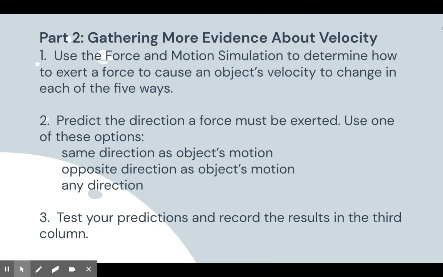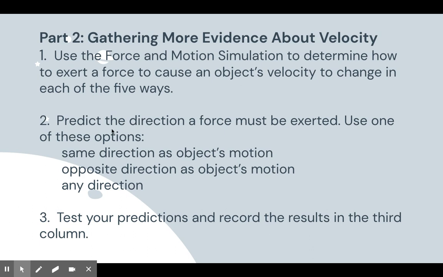So part 2 of this activity, we're going to gather a little more evidence about velocity. So the first thing you're going to do is have that simulation, the force of motion simulation, still open to determine how to exert a force to change an object's velocity to change in each of the 5 ways. And I'm going to go over that more in detail because I know that does sound a little confusing.